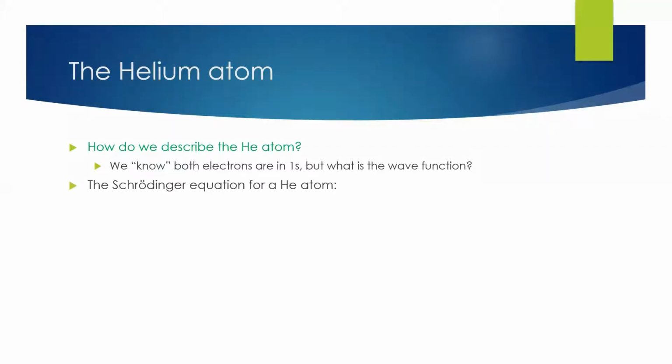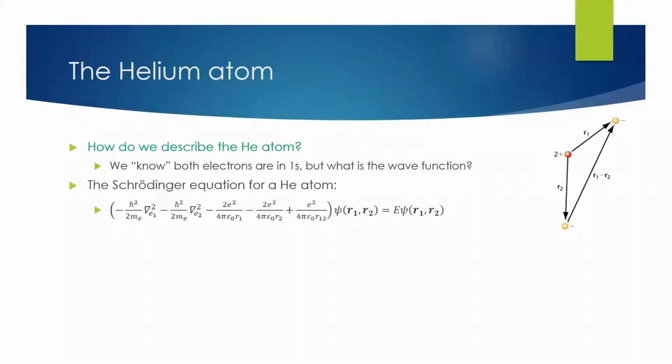So the terms that we would need to put into the Schrödinger equation are as follows. We need the kinetic energy of electron 1, and that's shown in this term here. The kinetic energy of electron 2, that's shown in this term here. Then we need the attractive force between electron 1 and the nucleus, the attractive force between electron 2 and the nucleus, and also the repulsive force between electron 1 and 2.